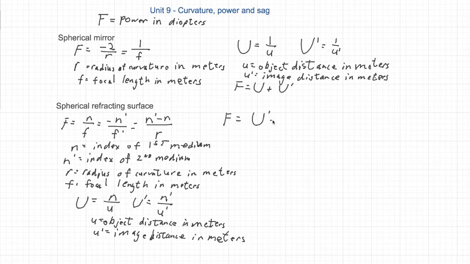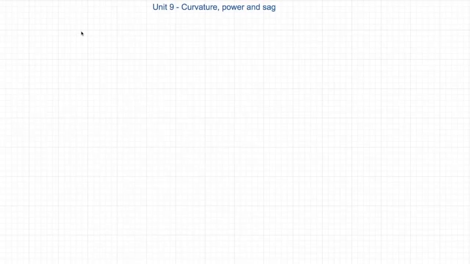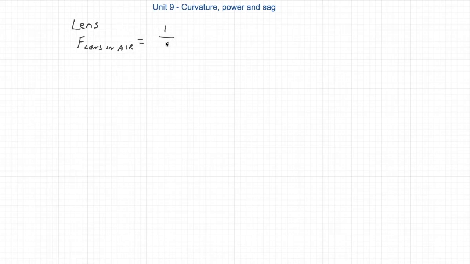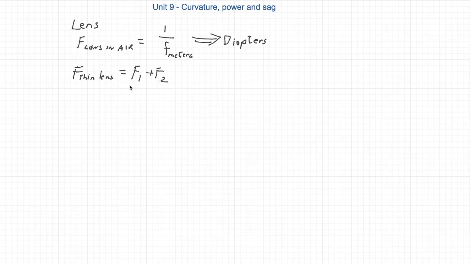The power of a single spherical refracting surface equals big U prime minus big U. Right, now we'll talk about lenses. The power of a lens in air is equal to 1 divided by the focal length measured in meters, and that gives you the diopter measurement. The power of a thin lens is equal to the power of the first surface, that's F1, plus the power of the second surface, that's F sub 2.